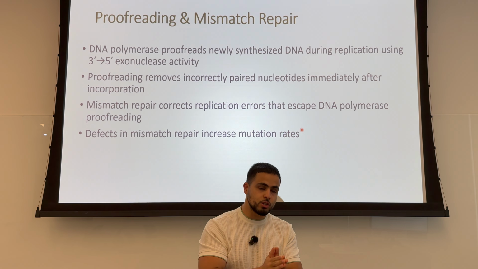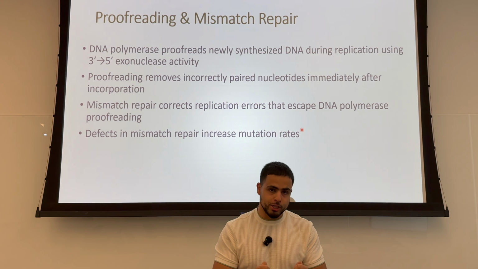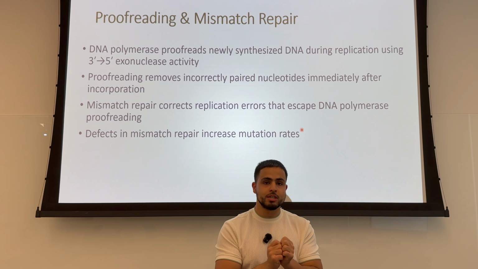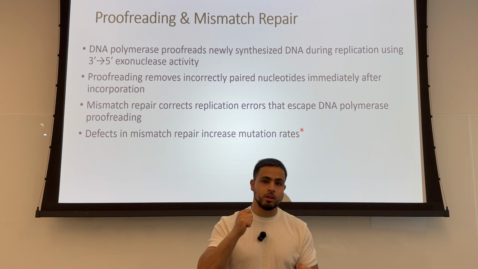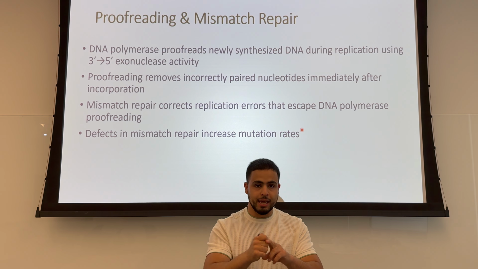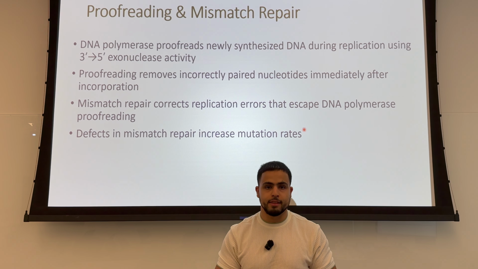This exonuclease works 3' to 5', so that as soon as DNA polymerase accidentally lays the wrong nucleotide, so say it puts an adenine in place of a guanine, it will notice it, remove it, and then DNA polymerase can patch it right away and put the correct nucleotide there.